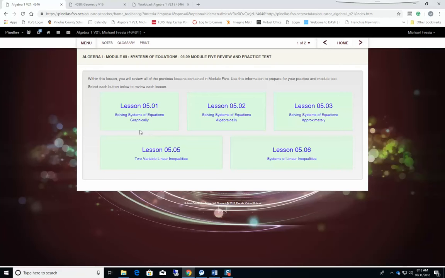So it's making sure that we understand there are different ways we can solve them. There's graphing, there's algebraically, and then there's approximations. And when we do it algebraically, we have some choices we can make. We can solve using elimination, using substitution, or graphing. I will tell you the least accurate of the three is graphing. The most accurate is algebraically.